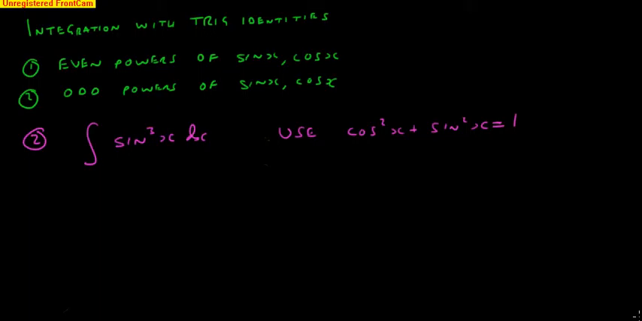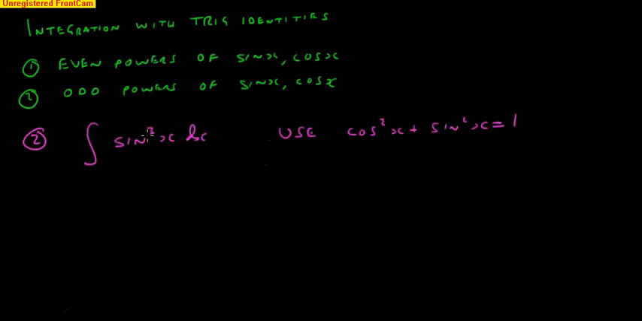I'm now going to do an integration that involves odd powers of sine x, though this technique also works for odd powers of cos x. And the example I'm going to use is this one, the integral of sine to the power 3x dx. When you have these odd powers, you use cos squared plus sine squared is 1.